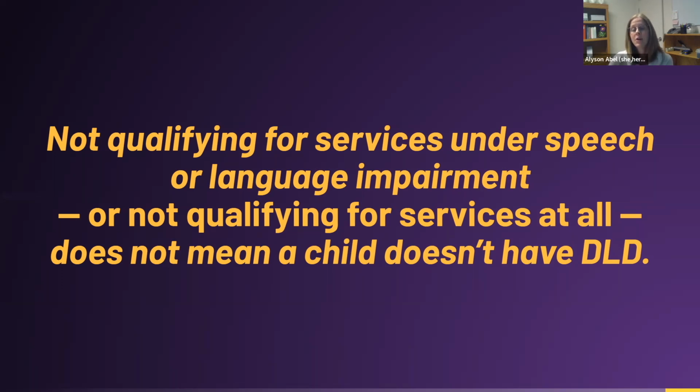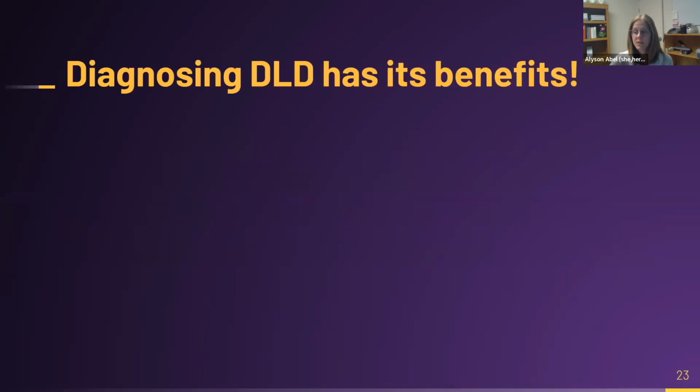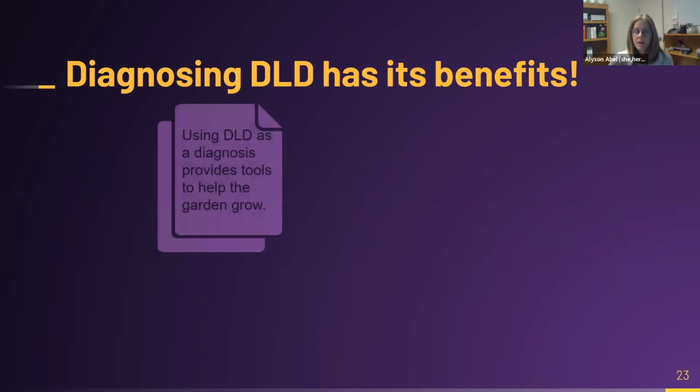But you know this. You are the eligibility experts and the experts on what really goes down at your state, district, and school level. We're just asking that you do what you're already doing with eligibility and say DLD when it fits. This allows you to follow your local rules and share useful information with related professionals and families. There are benefits to providing a DLD diagnosis in addition to or in spite of eligibility. Using DLD as a diagnosis provides tools to help the garden grow. These tools may be useful for other educational professionals, families, and the child themselves, points that we will discuss later in Module 3.